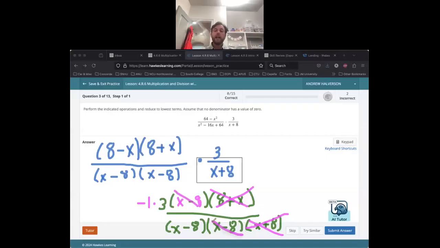We only cancel one of them, though. You only cancel the same number you have. So we have one x minus 8 in the top. We cancel one of the x minus 8 at the bottom. And what we're left with is this. It's kind of a mess now. I apologize. Over here, negative 1 times 3 is negative 3 over x minus 8. And that's it.